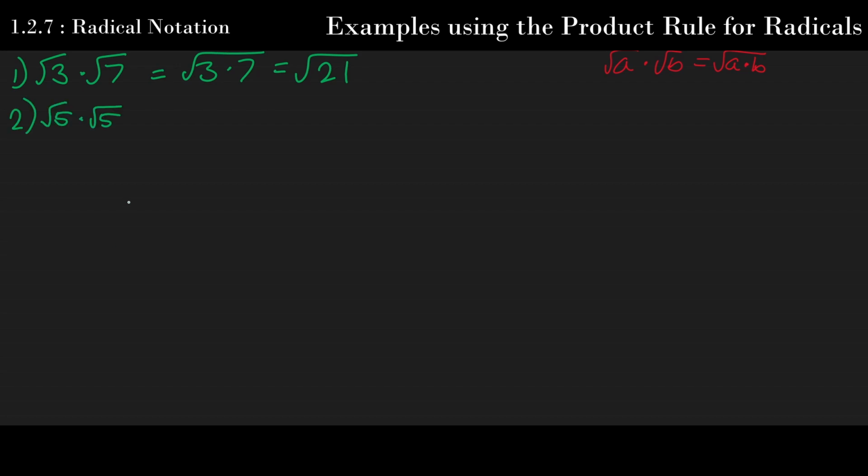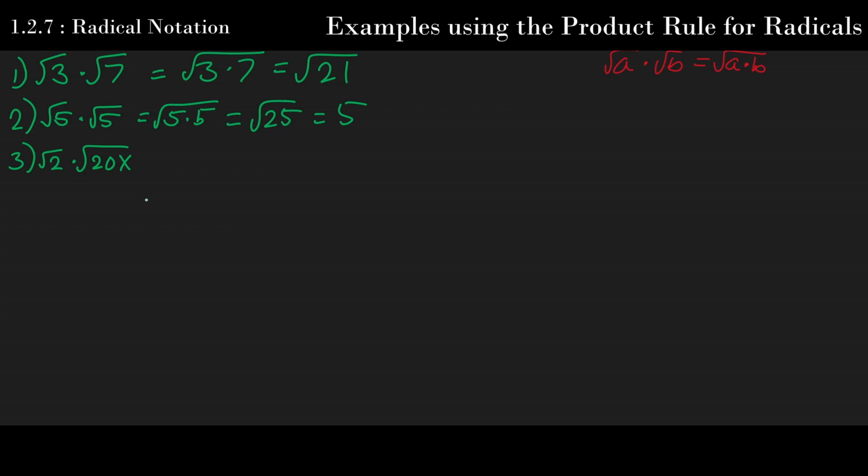Number 2, the square root of 5 times the square root of 5. Repeating the setup from the last example, we have the square root of 5 times 5, which equals the square root of 25, which we know is 5. Notice how we had two radicals that did not have easy square roots, but when multiplied together, the root was extremely simple.